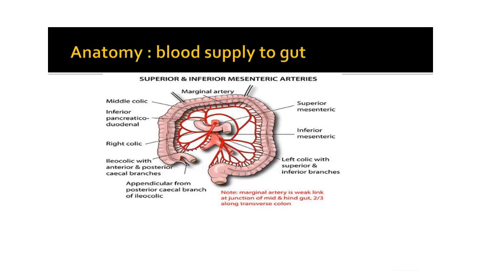في حاجة اسمها marginal artery of the lamont، ده يعتبر collateral circulation between the superior mesenteric and inferior mesenteric artery. The marginal artery is a weak link at the junction of mid and hind gut along the transverse colon.